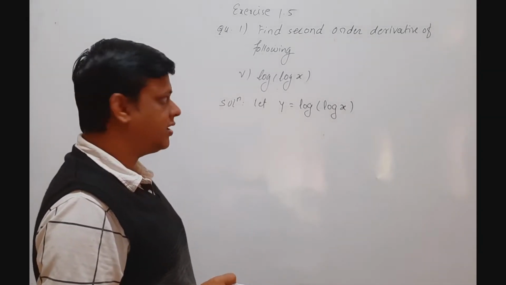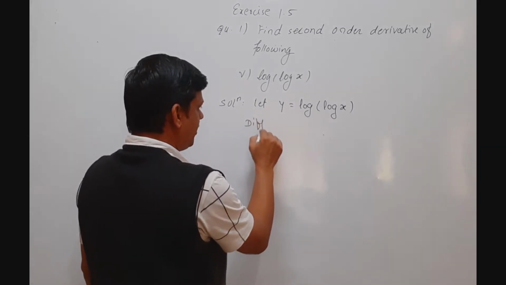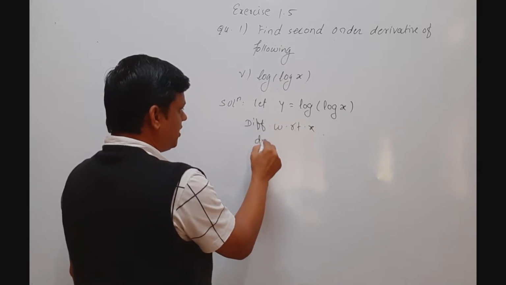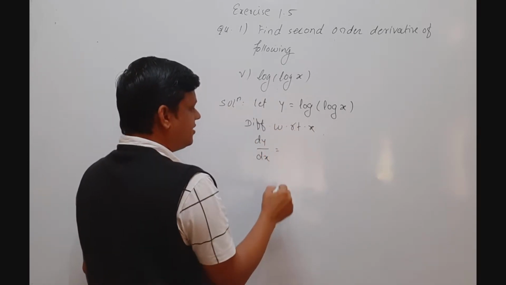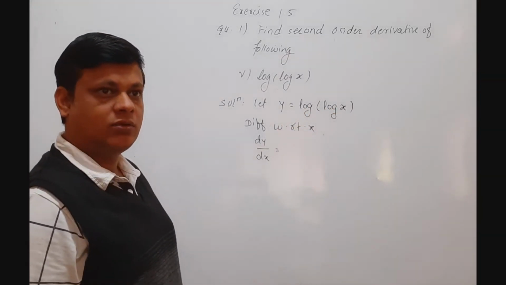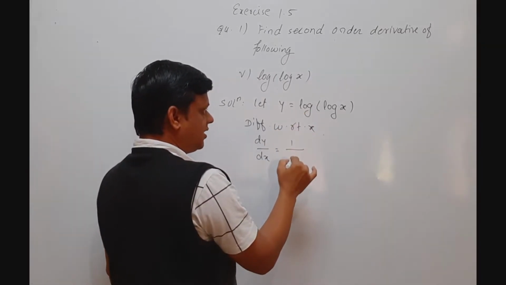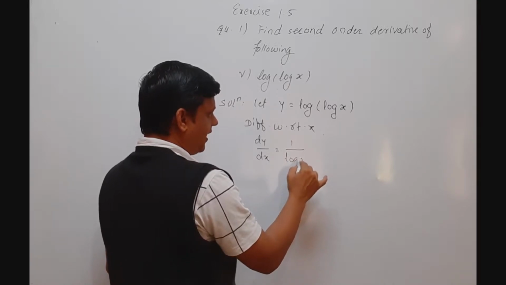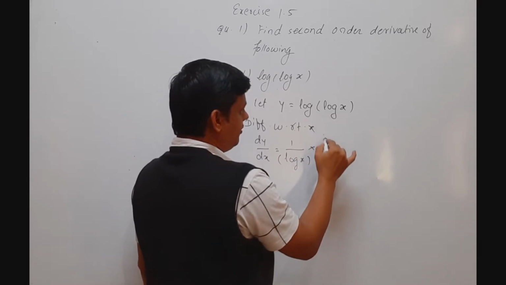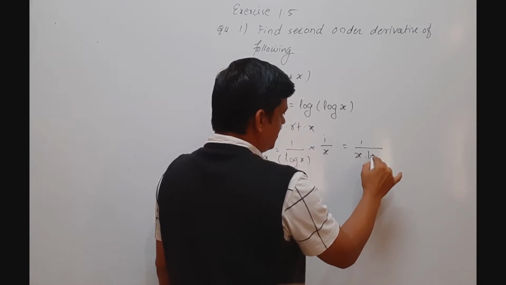Here we have to differentiate this function 2 times. So first we differentiate this function with respect to x. Now the derivative of y with respect to x, we write dy by dx is equal to, here we have to apply the composite function rule, that is the chain rule. So the outer function is log, so write here the derivative of this outer function as 1 upon log of x. Then we find the derivative of this inner function log x, and the derivative of this log x is 1 by x. So we get dy by dx as 1 upon x into log x.